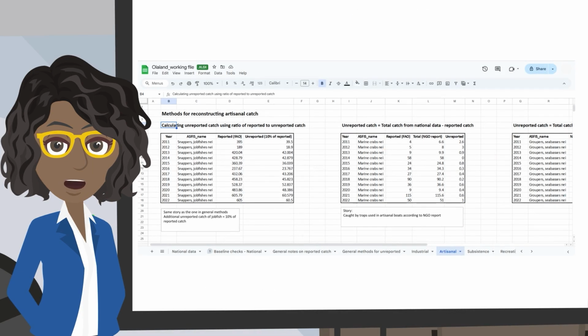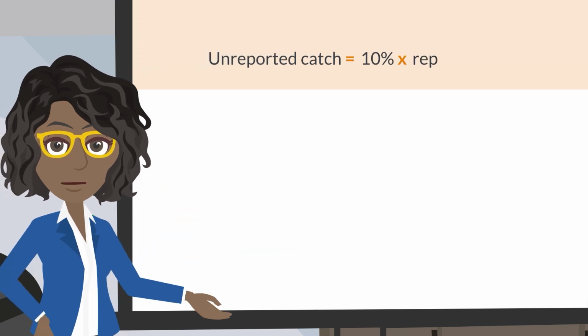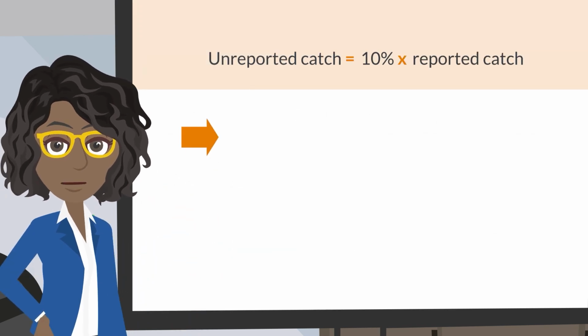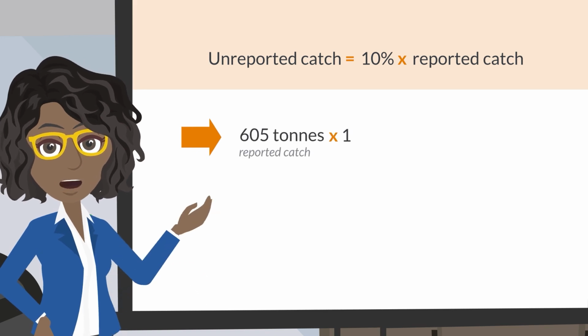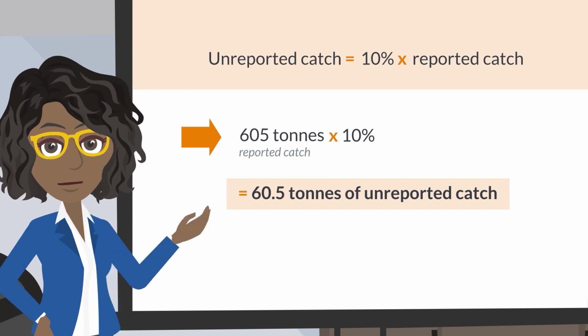In the case of Olaland, I found in my literature search that there is a 1 to 10 ratio of unreported catch to reported landings for snappers and jobfishes caught using small-scale gill nets and cast nets, which I then applied to the 2022 reported amount to estimate unreported artisanal catches as follows. Unreported catch equals 10% of the reported catch. Thus, I multiplied 605 tons by 10%, which equals 60.5 tons of unreported catch.